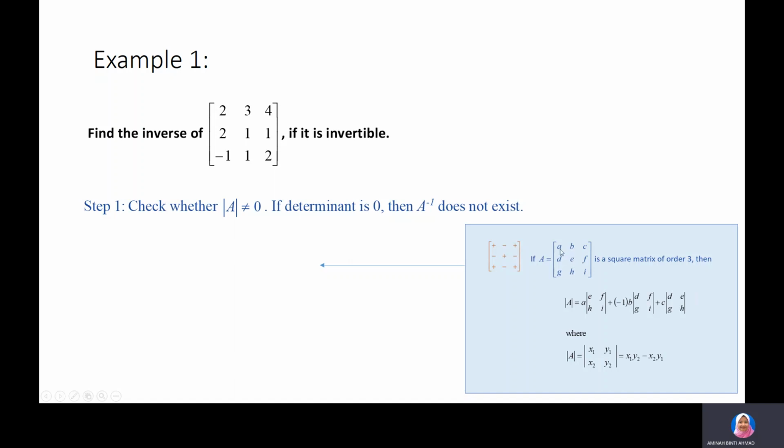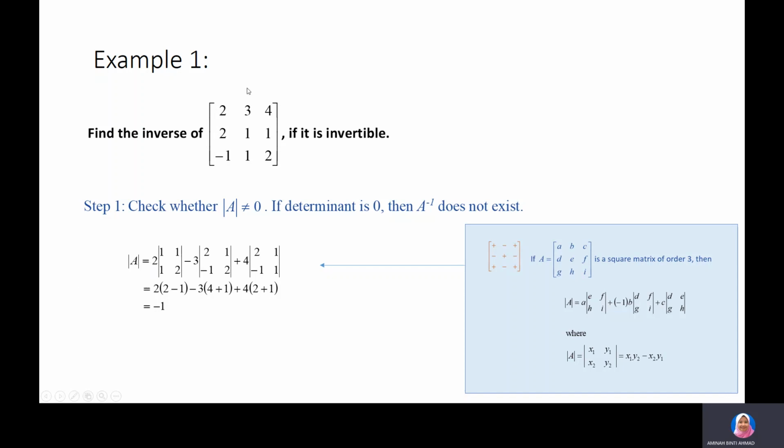To get this, for leading A, the minor is this part. For leading B, the minor is D, F, G, I. And for leading C, we close this area and get the minor of C from D, E, G, H. This is just the determinant for size 2: E times I minus F times H.